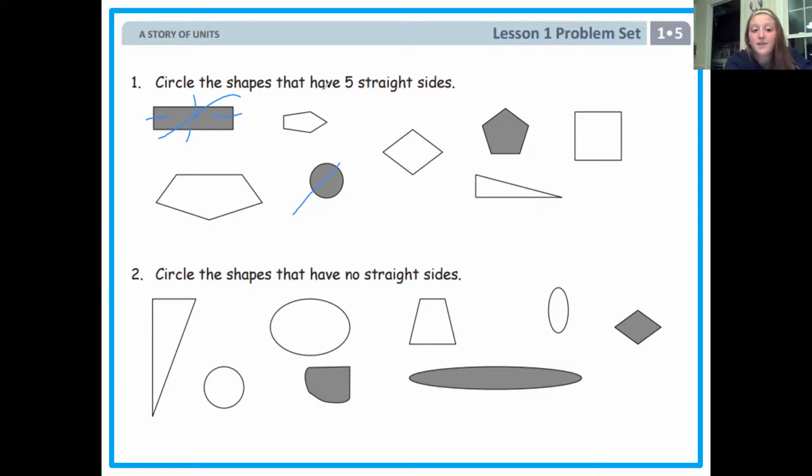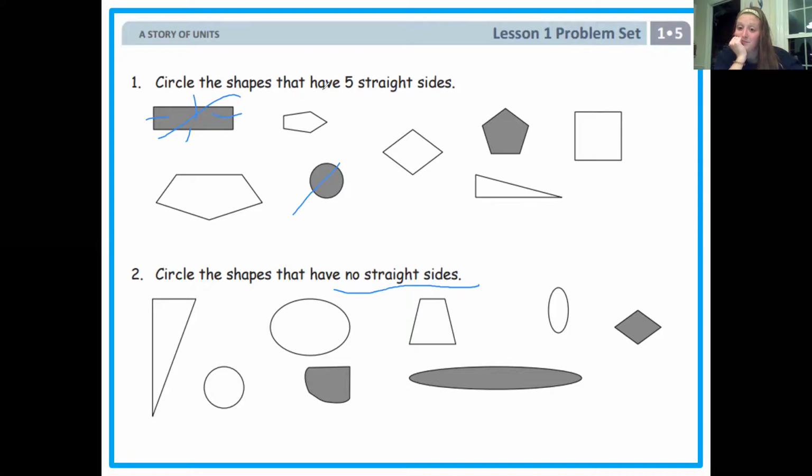Then down to number 2, it says circle the shapes that have no straight sides. Remember those straight sides like this? So if they don't have any of these straight sides. So if you need more time, go ahead and take the time you need. Pause the video, and I'm going to go over the answers for these two.